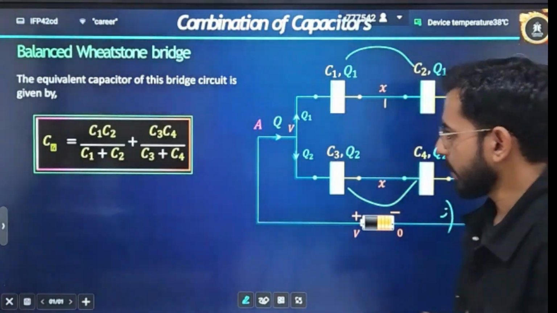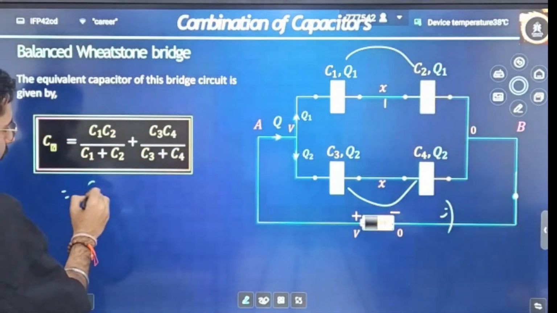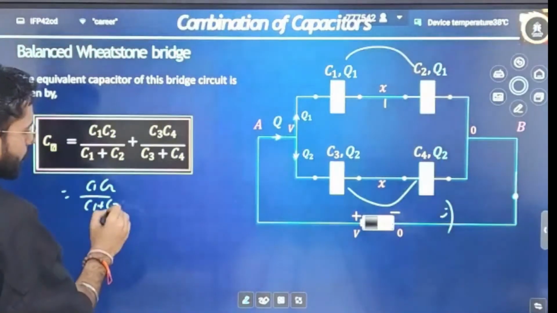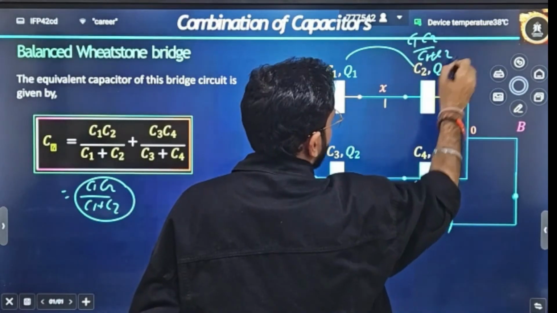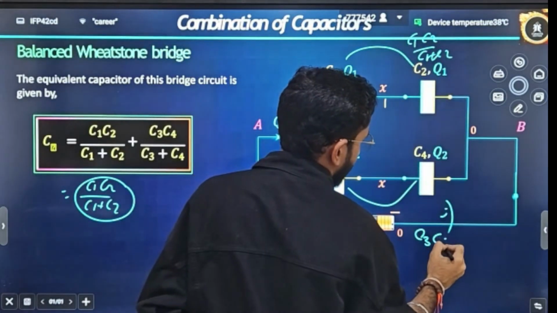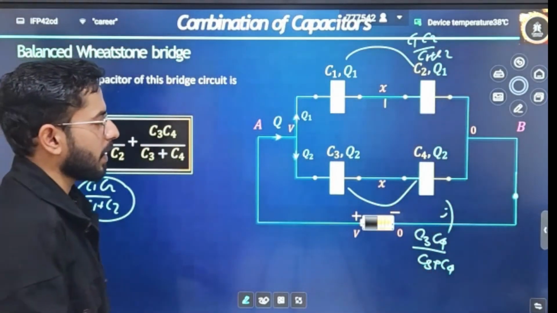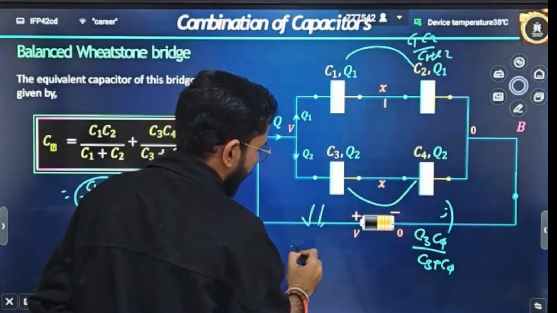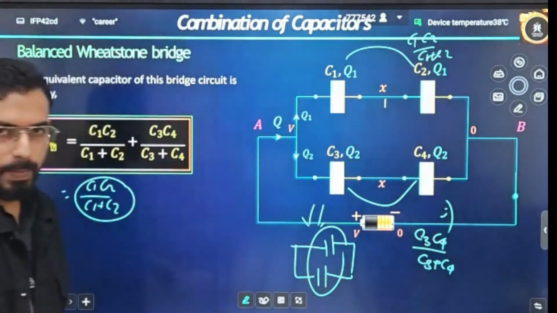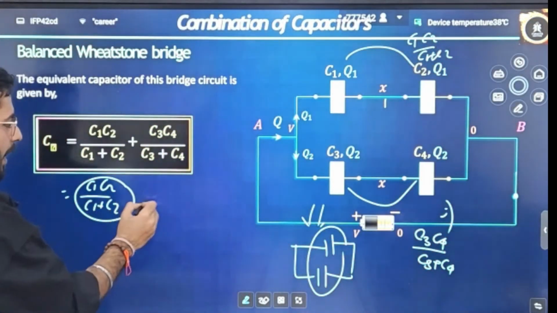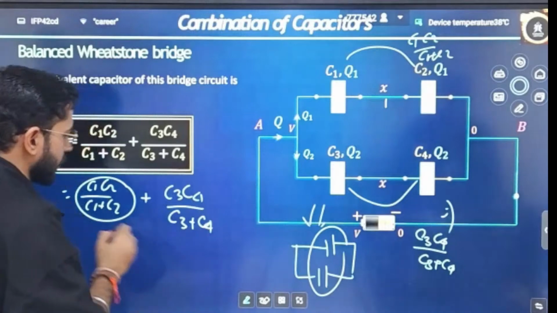For series combination, what is the formula? 1 by C equivalent is 1 by C1 plus 1 by C2. That means what will I write? For the first combination, I will write C1 C2 divided by C1 plus C2. For this combination, I will write C1 C2 divided by C1 plus C2. For this combination, what will I write? C3 C4 divided by C3 plus C4. Correct? Both are in series combination. Now the net equivalent on the net diagram that we will do, this will be one C equivalent, this is the second one. Now can you say both of them are parallel, and if both of them are parallel, simply add up both of them, it will become C3 C4 divided by C3 plus C4. That's it.